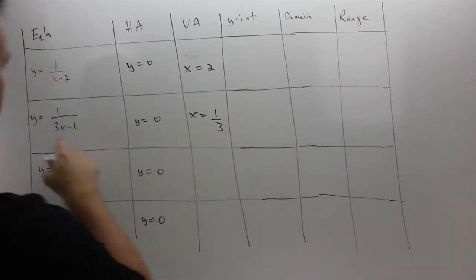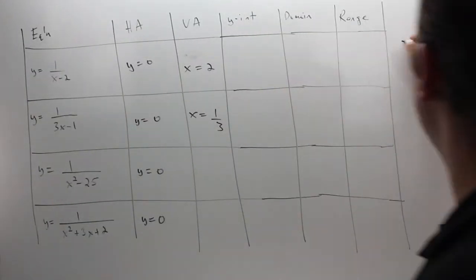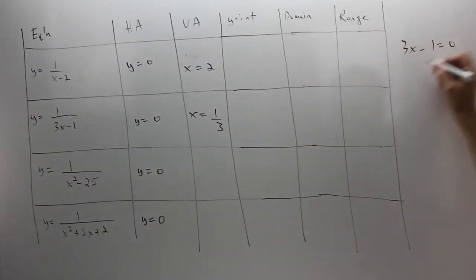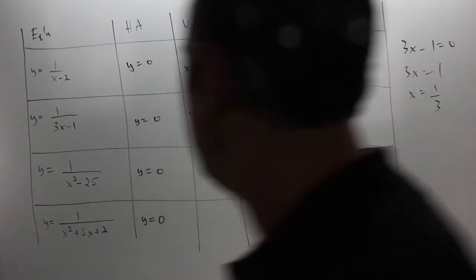In other words, if we multiply 3 by 1/3, it's 1. 1 minus 1 is 0. If you're still struggling with that, you can say 3x minus 1 equals 0, which gives us 3x equals 1, which gives us x equals 1 over 3. That's the general logic there.